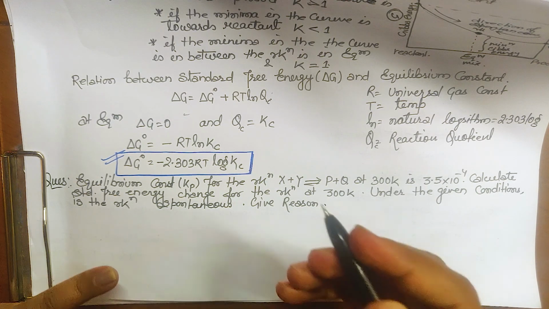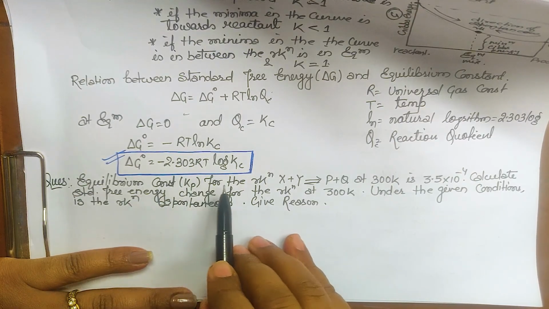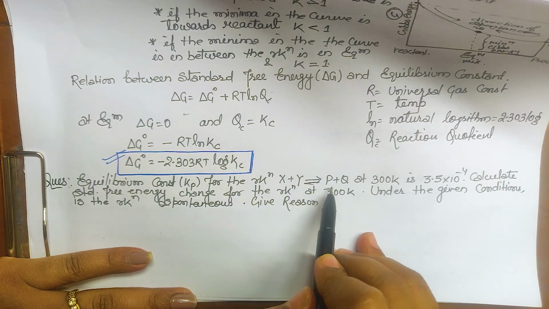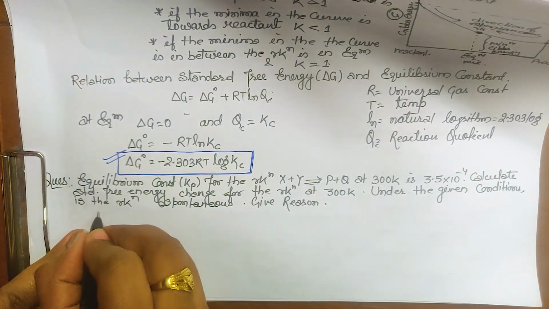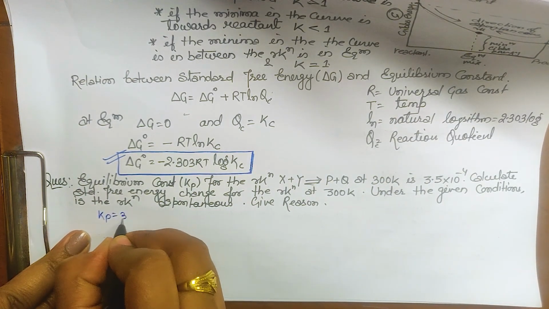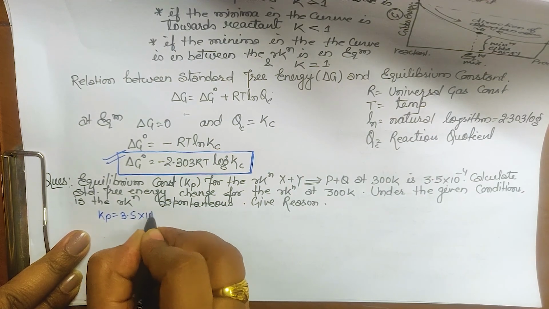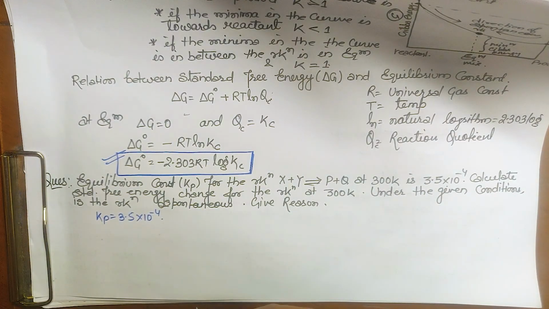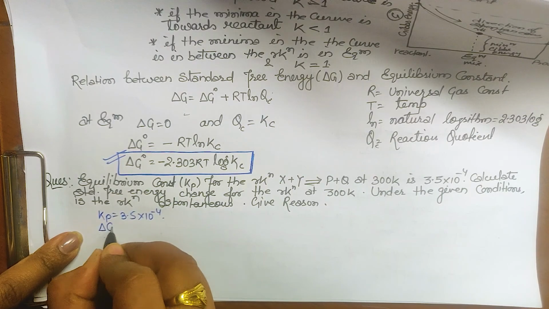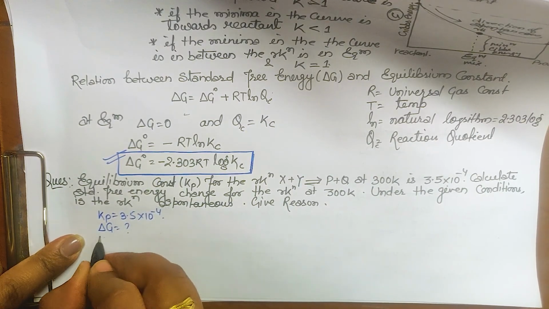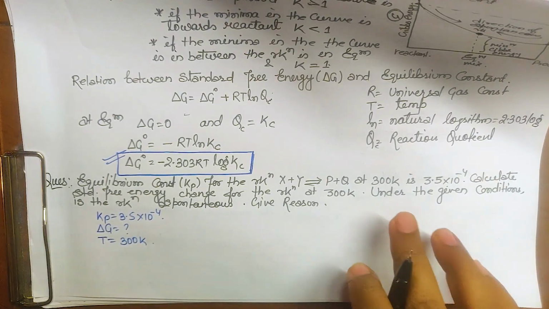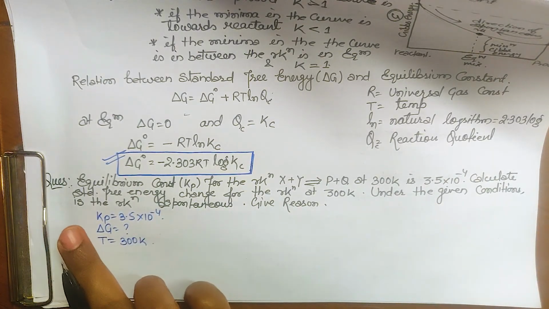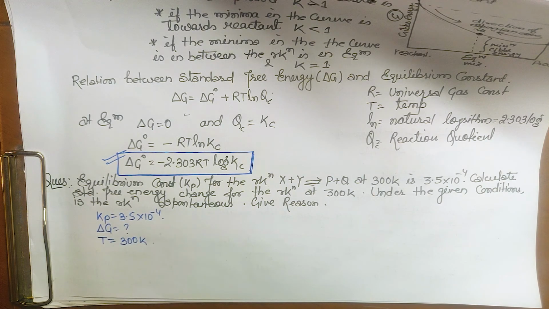So, the equilibrium constant Kp for the reaction X plus Y gives P plus Q at 300 Kelvin is given as 3.5 into 10 to the power of minus 4. Calculate the standard Gibbs free energy, that means delta G you have to find, for the reaction at a temperature of 300 Kelvin. Then you have to explain whether, under this given condition, the reaction is spontaneous or not. So let me find it.